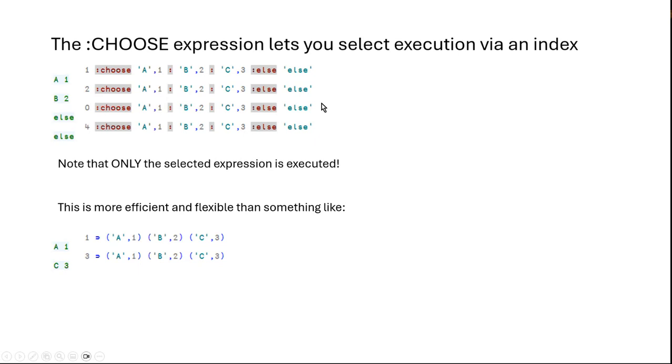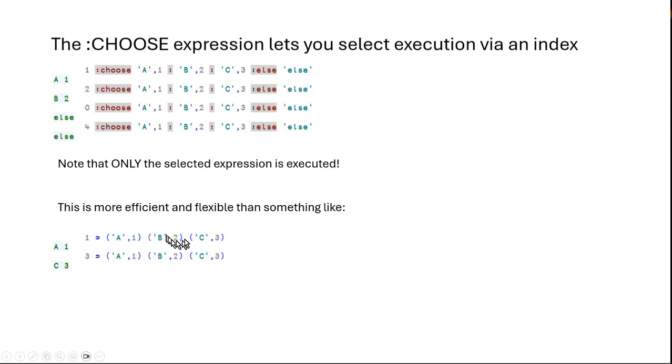And you could put this whole thing inside of parentheses and assign the result to a variable, or if you want to pass it as an argument to a function, you could put the whole thing in parens and evaluate it that way. But the important point to note is that of the sub-expressions, only the selected expression is executed. So there's no overhead like you would have here.